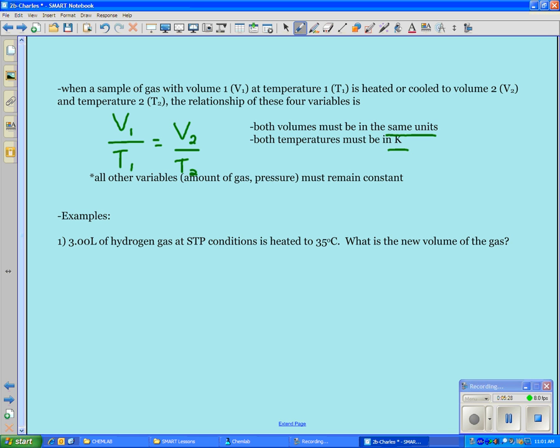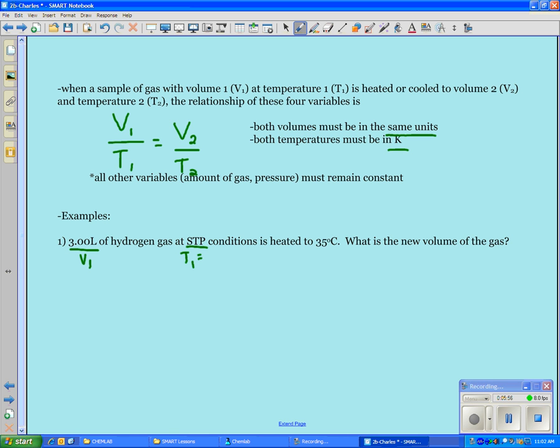So let's do a couple of example questions with this relationship. The first one we're looking at is 3 liters of hydrogen gas at STP conditions is heated to 35 degrees Celsius. What is the new volume of the gas? So we have our first volume, V1, of 3 liters, and we know STP conditions is what we're starting at. So what that's actually giving us is the first temperature, or T1.